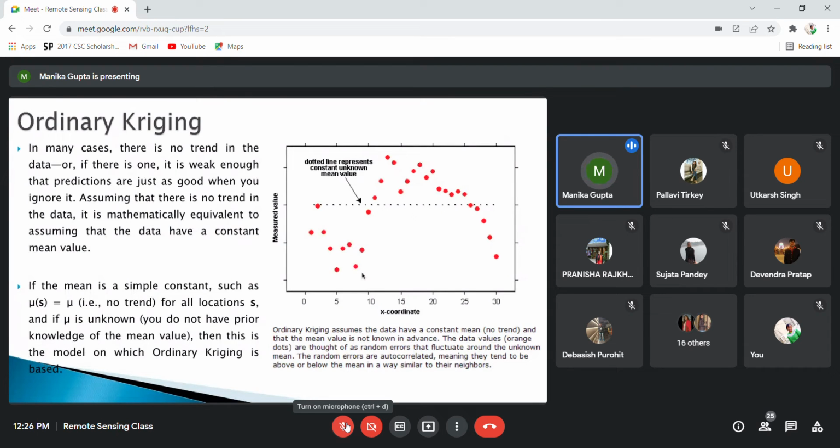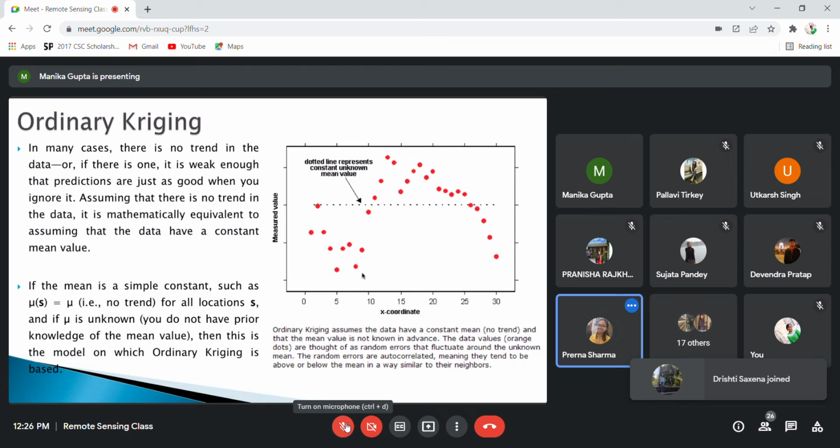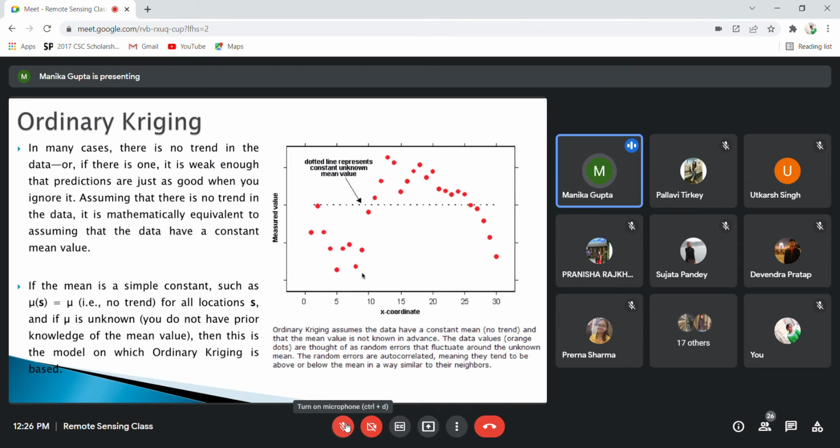So if I say there's no trend in the available data points, what does that mean to you? Can anyone tell this? What does that mean, if I say there's no trend in the data? Ma'am, scattered values. Yes, scattered values. There's no trend. So we can treat it as if it's all random.